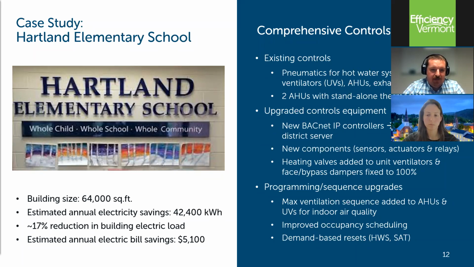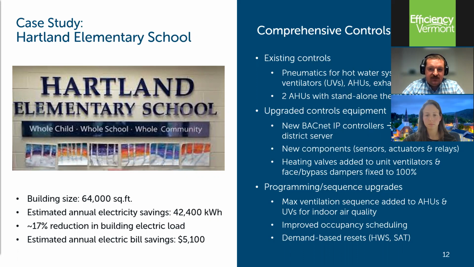So we added a max ventilation sequence to all of the air handling units and unit ventilators to bring in more outside air and better indoor air quality. We also added some tighter scheduling. So now instead of one global schedule for the whole building, each piece of equipment had its own schedule. So now we could get much more granular control where we can shut down different areas at different times and get some savings that way.